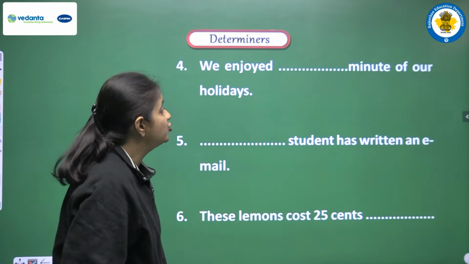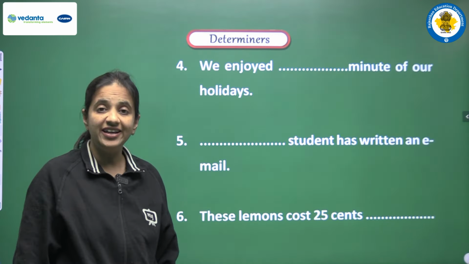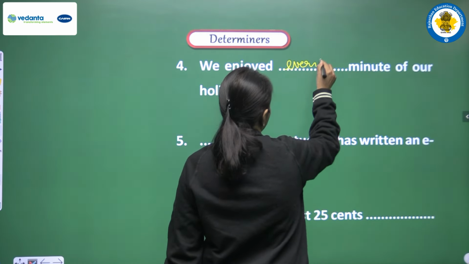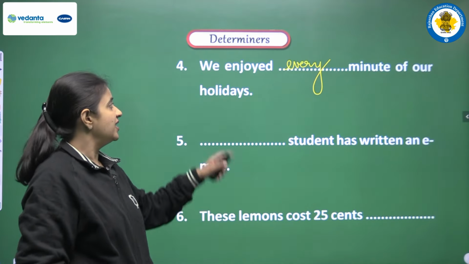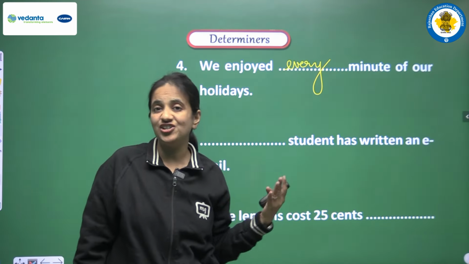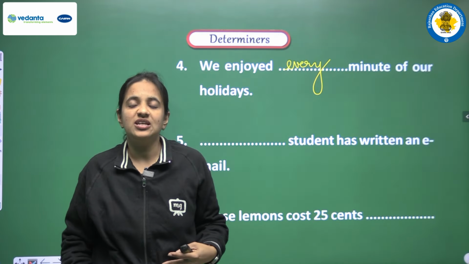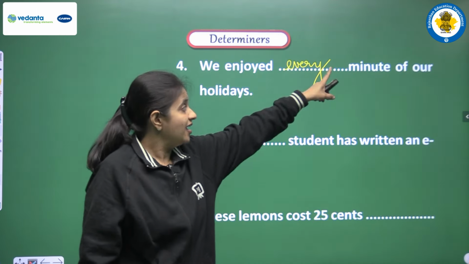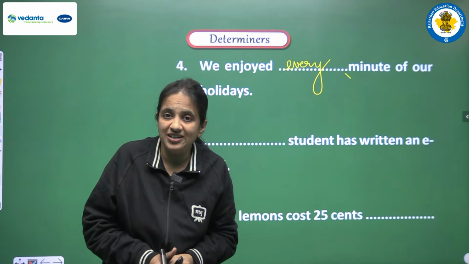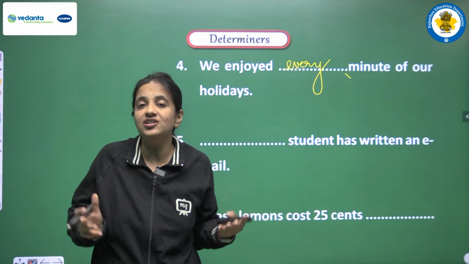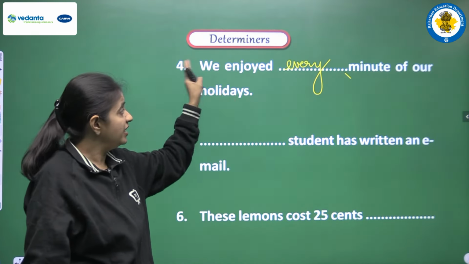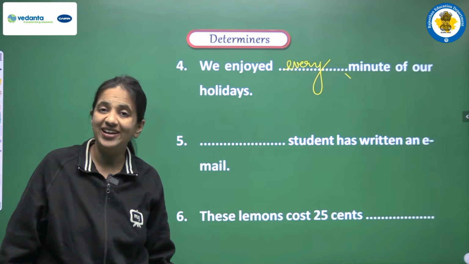Next sentence, we enjoyed minute of our holidays. In this sentence our answer will be every. Why? Just read the sentence again. We enjoyed every minute of our holiday. Suppose we were on a vacation, on holidays for suppose 7 days, 1 week, okay? And now here we are talking about the minutes. So in a week there are infinite minutes, okay? So here we are talking about a large quantity, and this is the reason we are using every, and the sentence will be: we enjoyed every minute of our holidays.